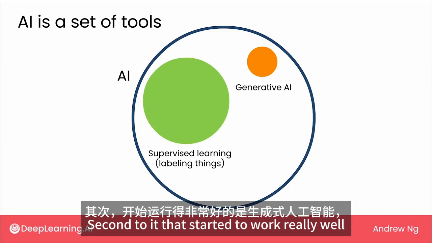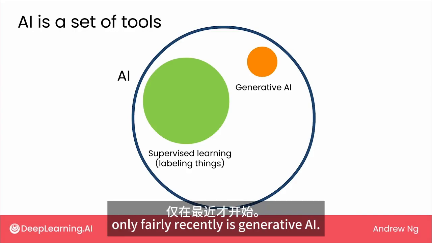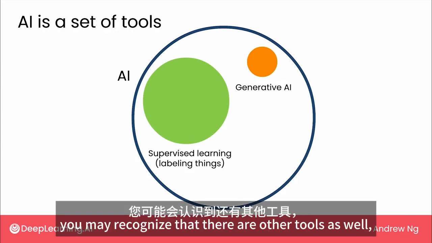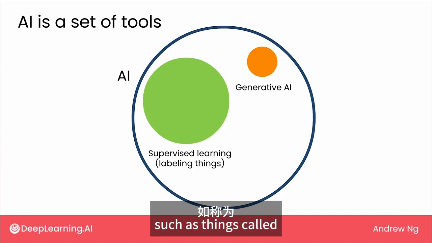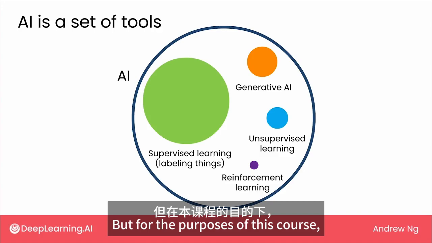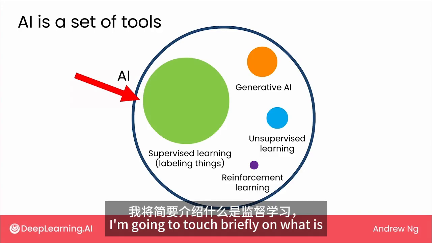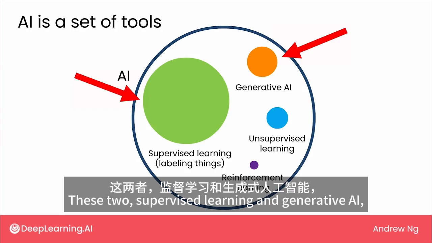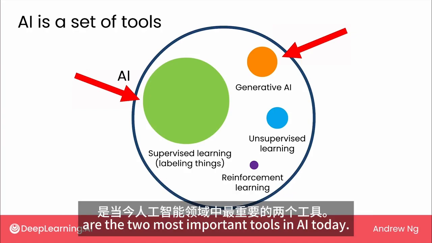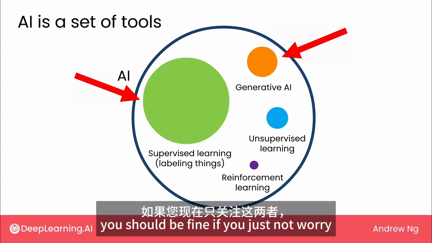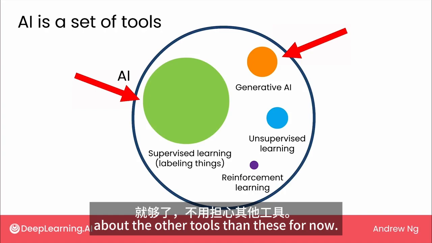And a second tool that started to work really well only fairly recently is generative AI. If you study AI, you may recognize that there are other tools as well, such as unsupervised learning and reinforcement learning. But for the purposes of this course, I'm going to touch briefly on what is supervised learning and then spend most of our time talking about generative AI. These two, supervised learning and generative AI, are the two most important tools in AI today. And for most business use cases, you should be fine if you don't worry about the other tools for now.